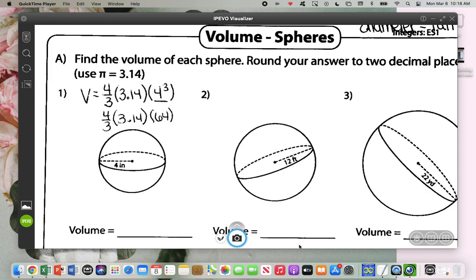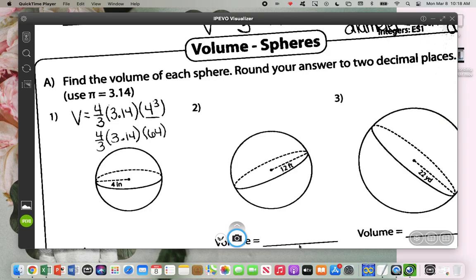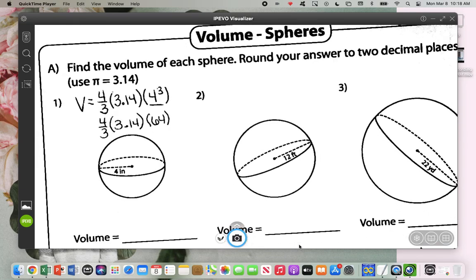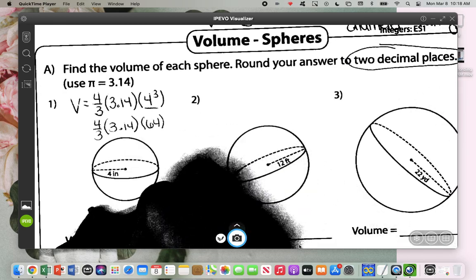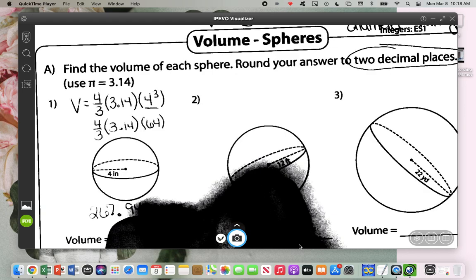All right, so then we can take it times 3.14, and that should give you like 4.18666666667, something like that. Now we got to take it times 64. I did mine all in my calculator in separate steps. You can probably type it all into one. But the answer I am looking for, and we are going to round to 2 decimal places today. When I typed it in my calculator, I got 267.9466667.